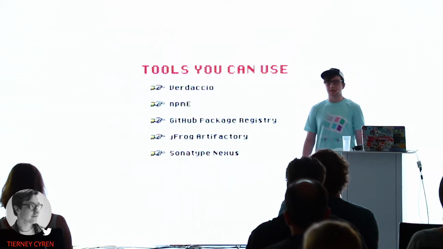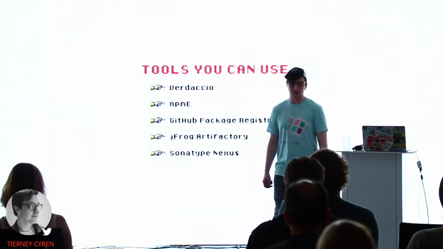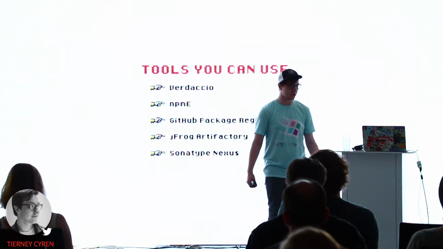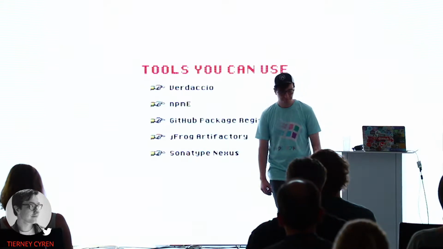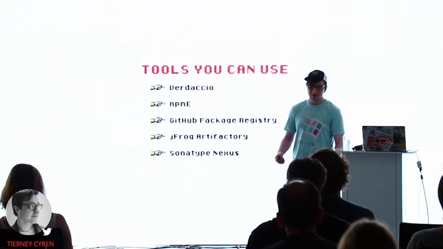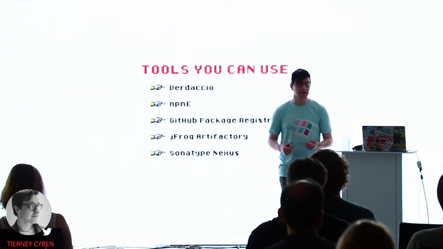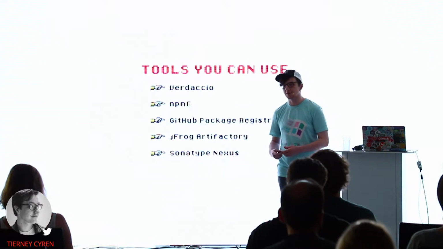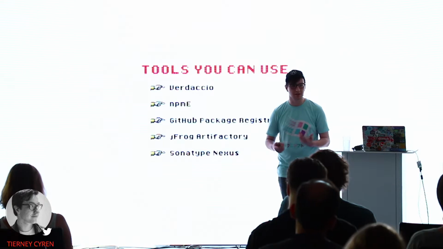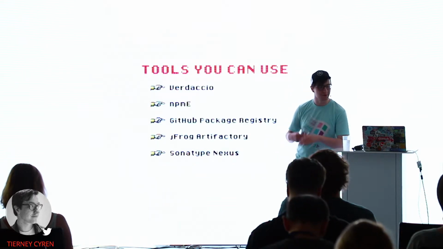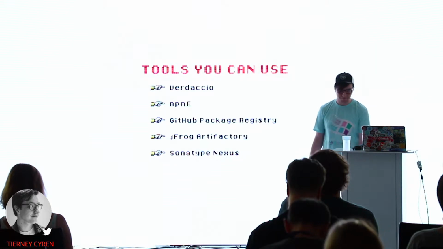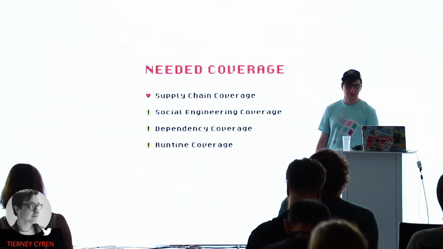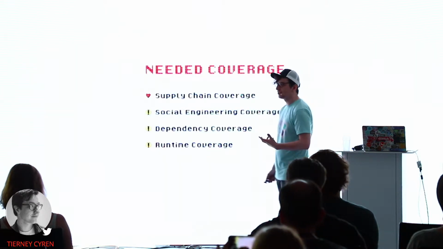JFrog Artifactory and Sonatype Nexus are both very enterprisey products. Many larger orgs already have these, and so it makes sense to use them. If you have this, JFrog has a relatively low barrier to entry around just turning a feature on and you're good to go. I'm not super familiar with Sonatype Nexus, but they're both good tools if you already have them. We've addressed supply chain coverage.